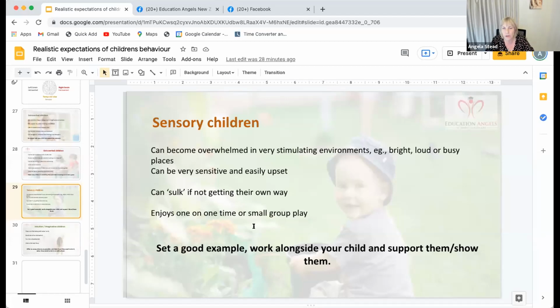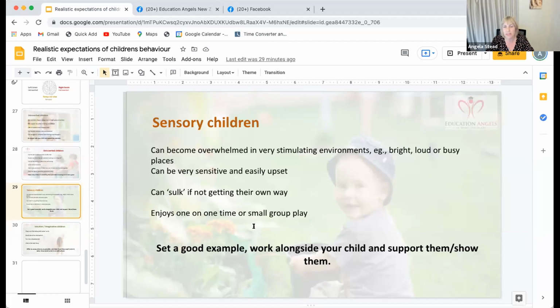And they love one-on-one time or small group play. So sensory children tend to form small group friendships. They might have just one friend who is really special to them. And that can be a challenge if they fall out with that friend. But that's just part of life's journey and part of their learning.